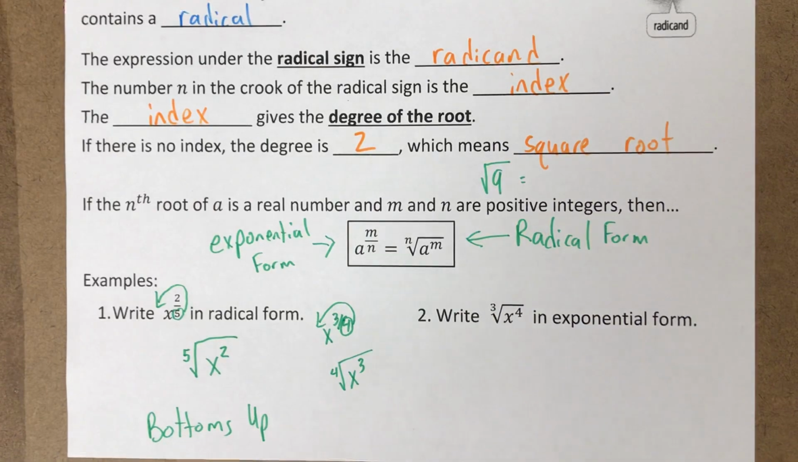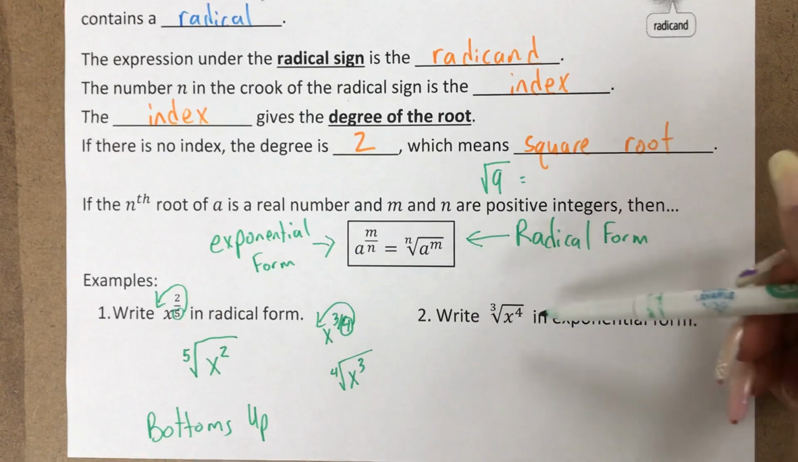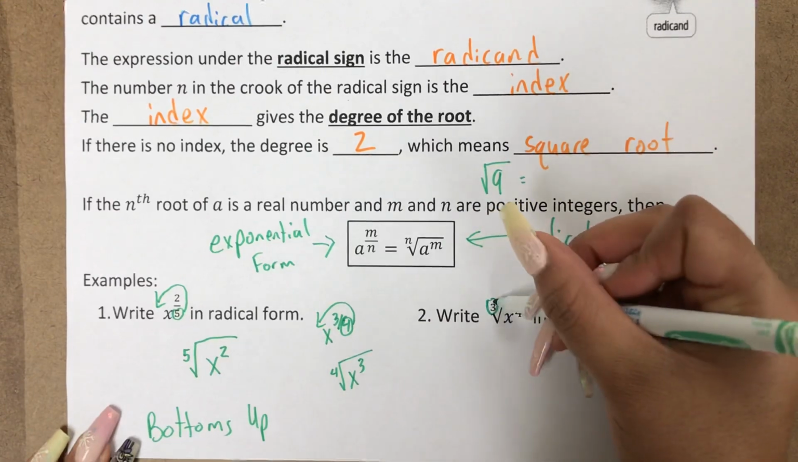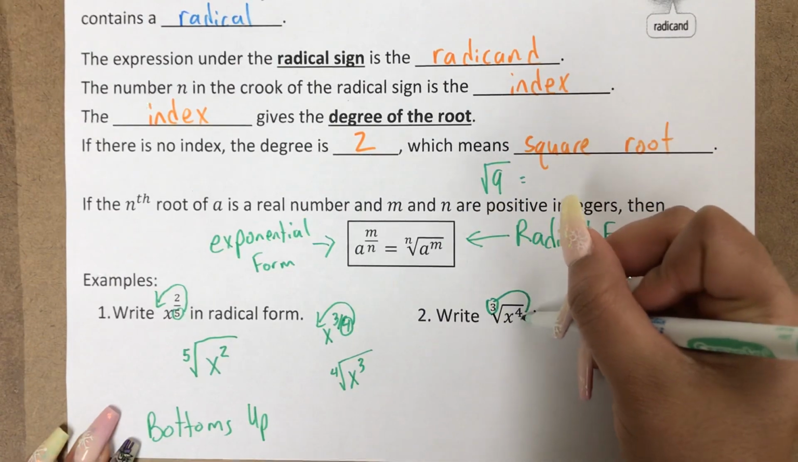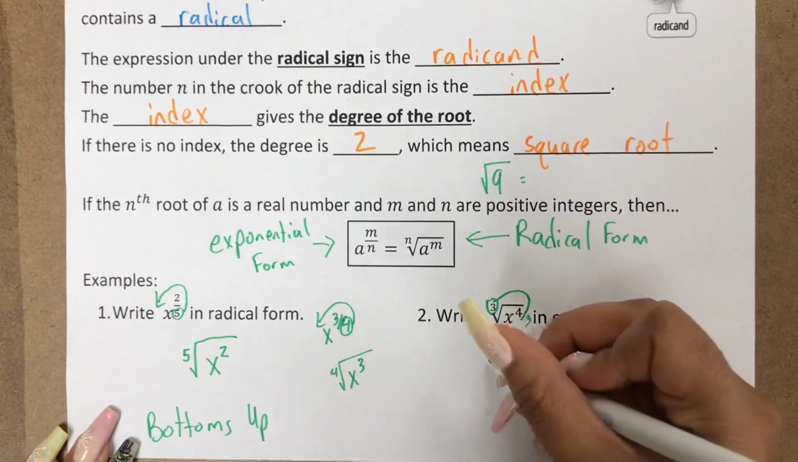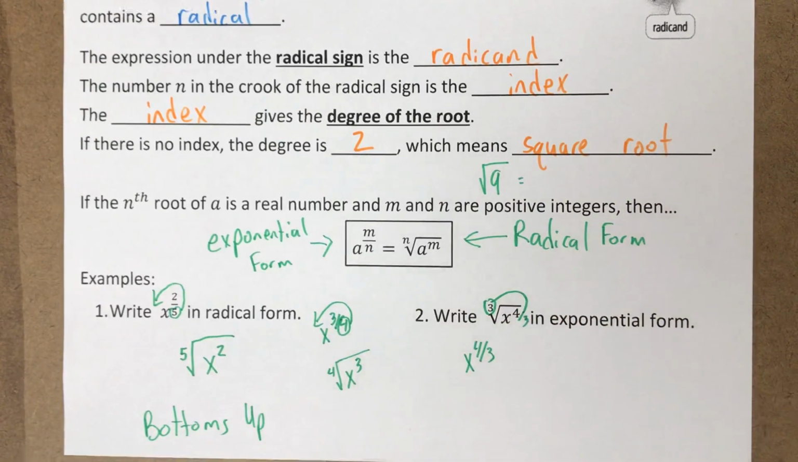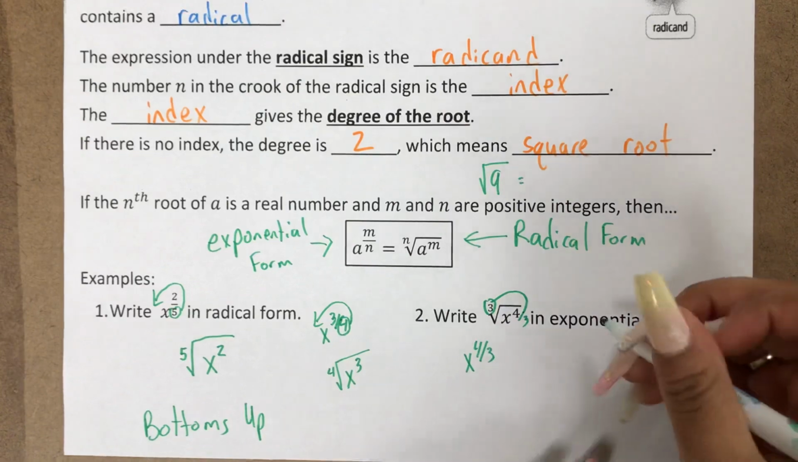And we can also go in the other direction. This is radical form, and we're going to write it in exponential form. So we're just doing the opposite. We're taking this index and moving it back. So it's going to be x to the 4/3 power. That's it. Let's do another example.